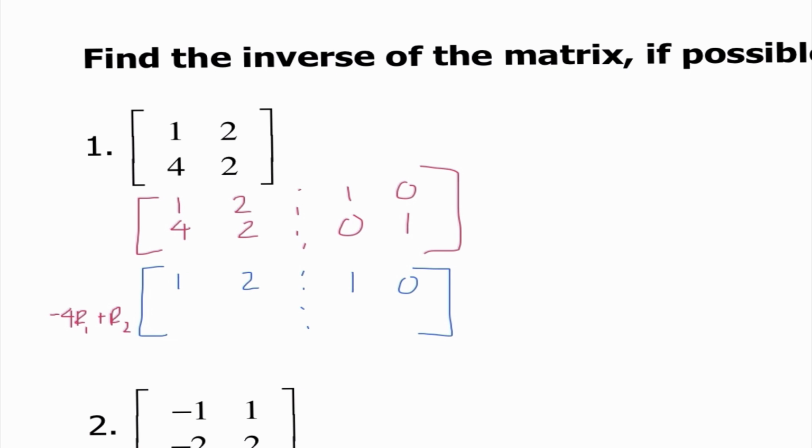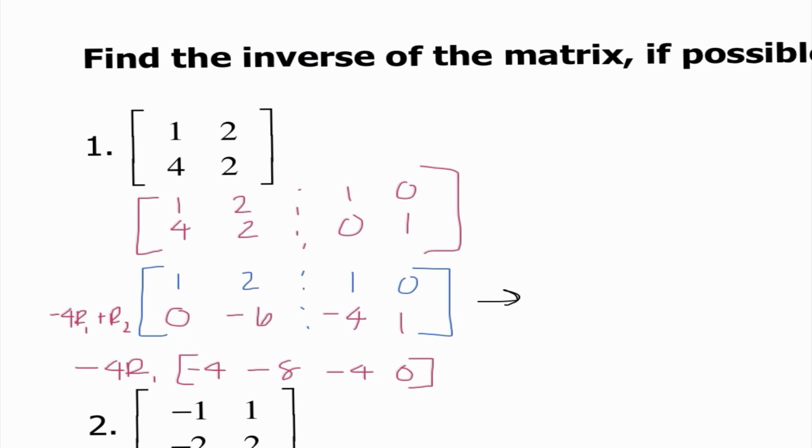Okay, negative 4 row 1 would give me -4, -8, -4, 0. So -4 plus 4 is 0. -8 plus 2 is -6. -4 plus 0 is -4. 0 plus 1 is 1.